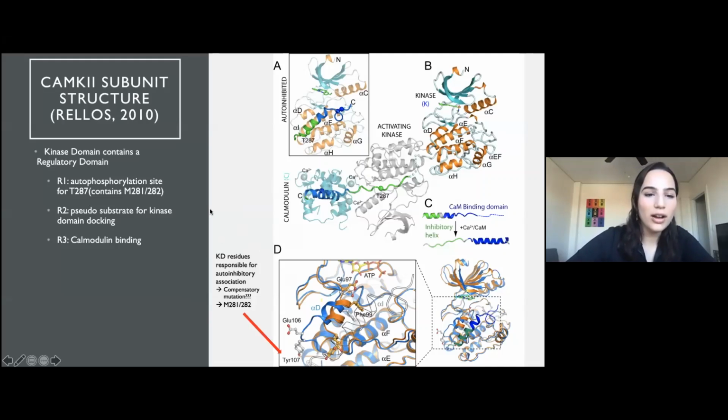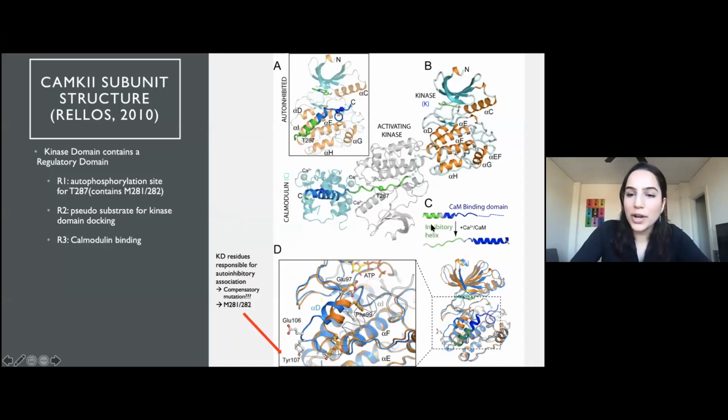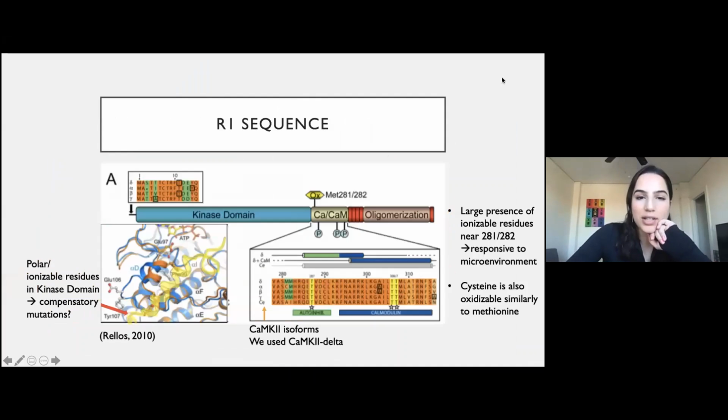All right, so we're going to go into the sequence of this little regulatory subunit here. We're going to delve deeper into it. The R1 sequence is what this is called. So these are all different isoforms of CaMKII, just different versions of the same enzyme, which has very slight differences in the sequence of amino acids. So we're going to focus on these green residues here. This is the calcium calmodulin binding region. And you see here an ox, which means oxidized, and it's the methionine at position 281 and 282 that gets oxidized by reactive oxygen species in the cell.